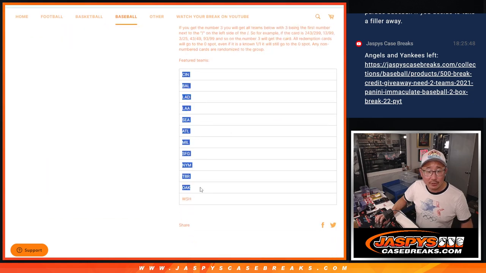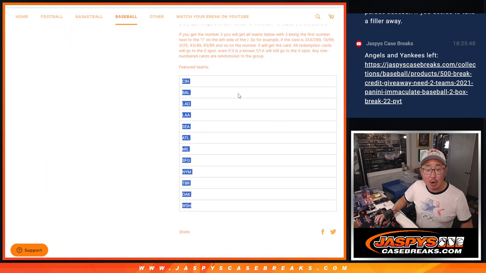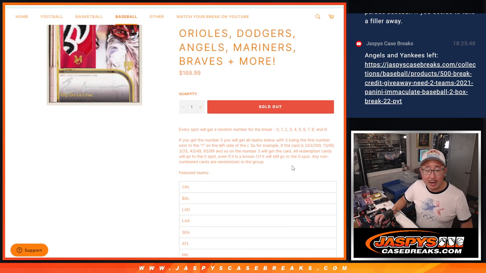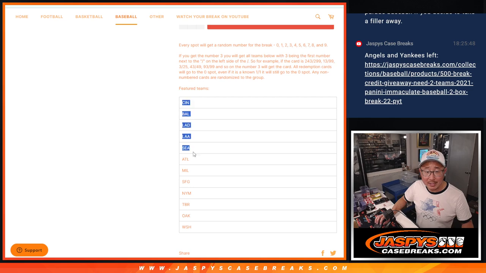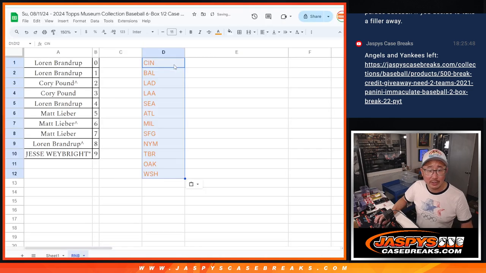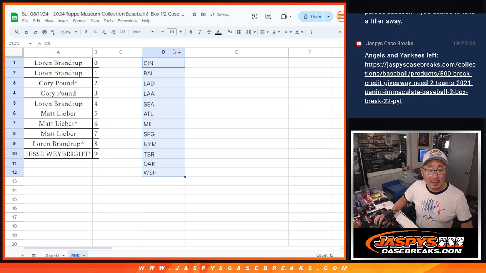Copy the featured teams right here. Now, there's also non-numbered cards, right? Non-numbered cards will be randomized to the group. The way I do it, I suppose it could vary slightly from breaker to breaker, but the way I do it with non-numbered like base cards, we will randomize it to one person as one lot to one person in the group. I think that's how Jason does it too. That's usually how we try to keep that consistent.